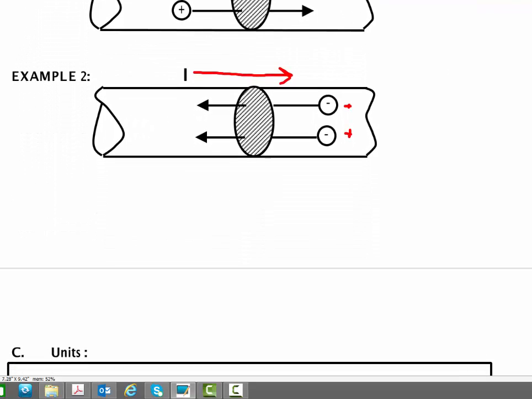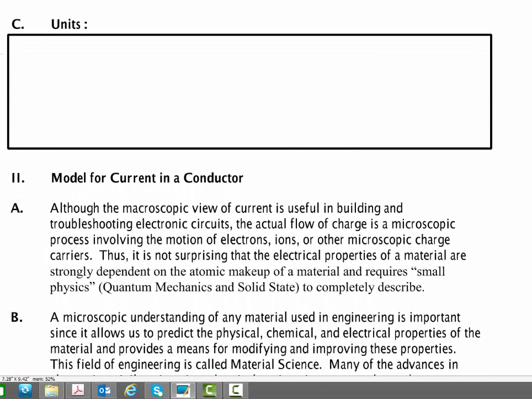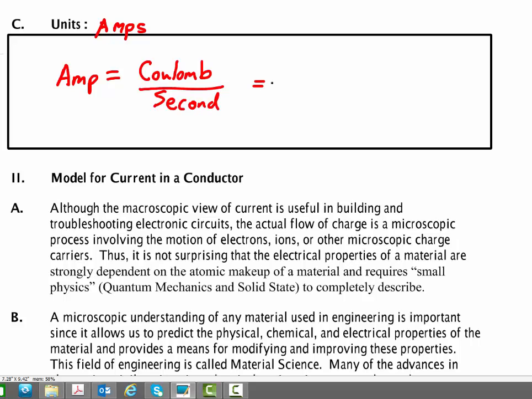Now, given that, let's get the units of this current. The units of current are the amperes, or usually we shorten that and we just say amps. An amp is equal, from the definition, to a coulomb per second. And usually we just use the symbol A.